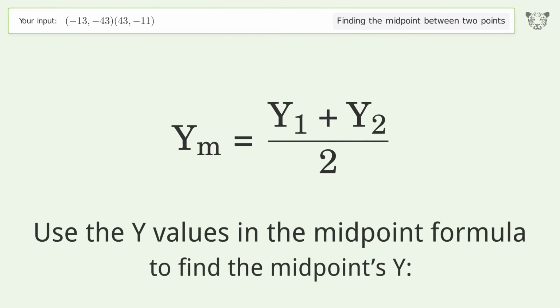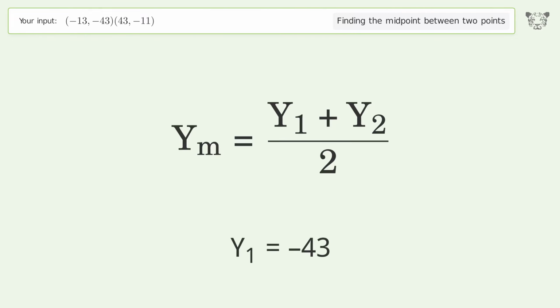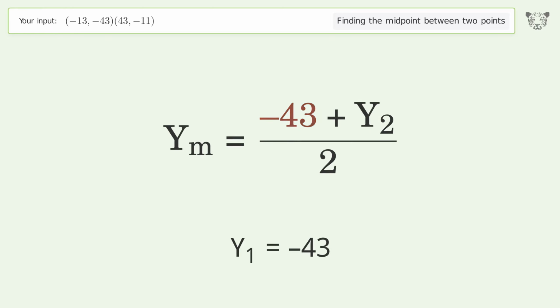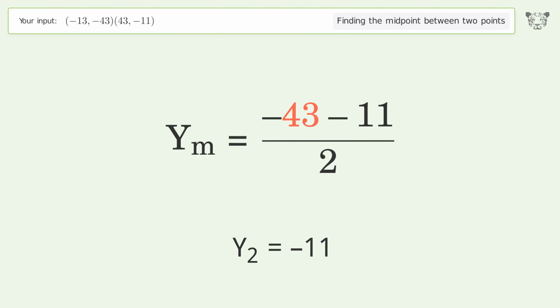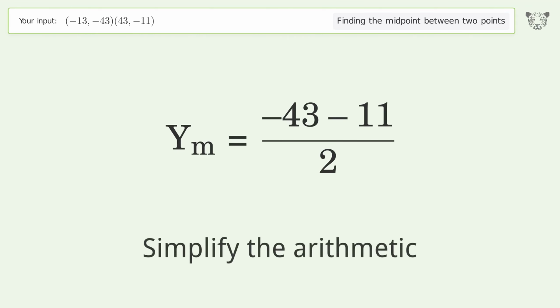Use the y values in the midpoint formula to find the midpoints y. y1 equals negative 43. y2 equals negative 11. Simplify the arithmetic.